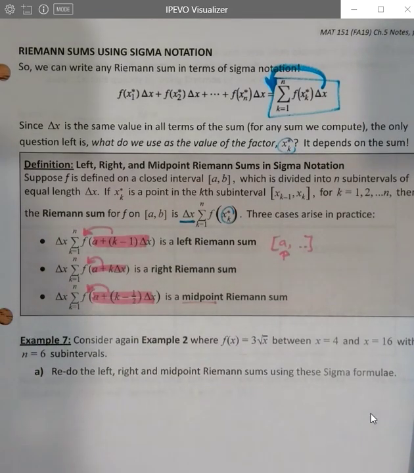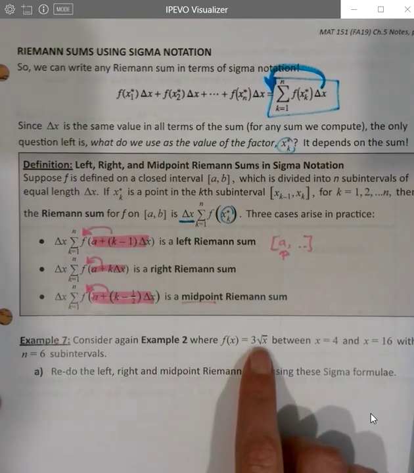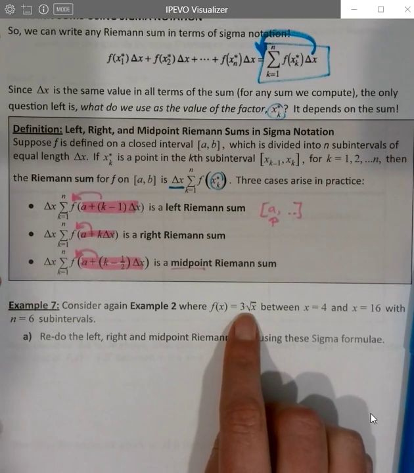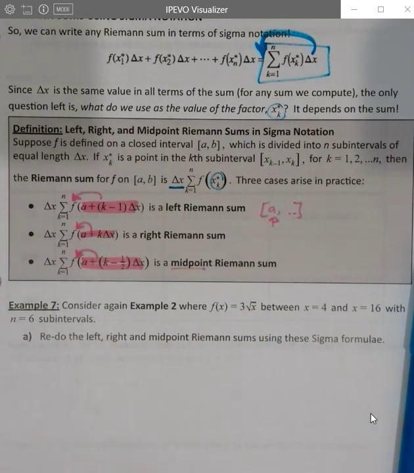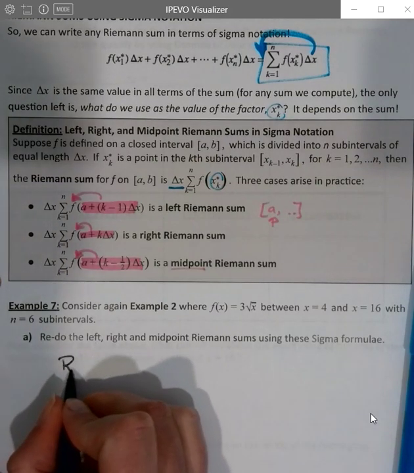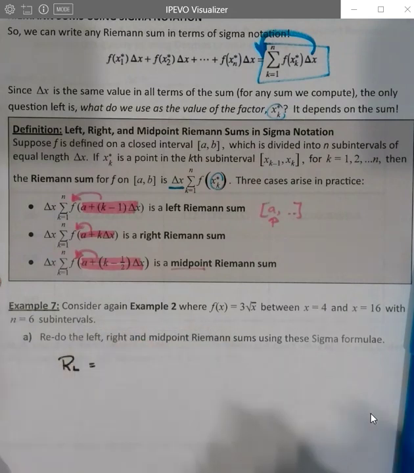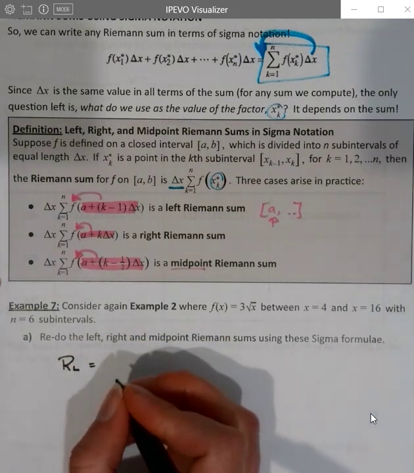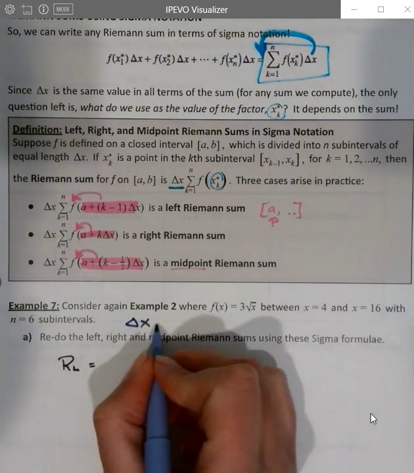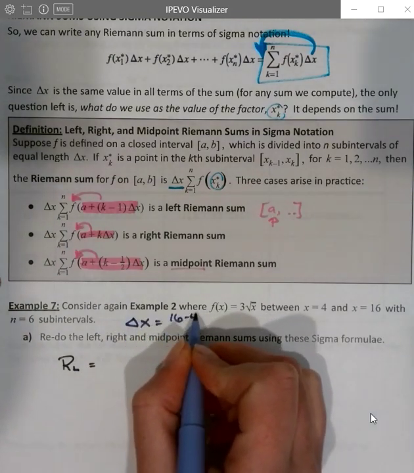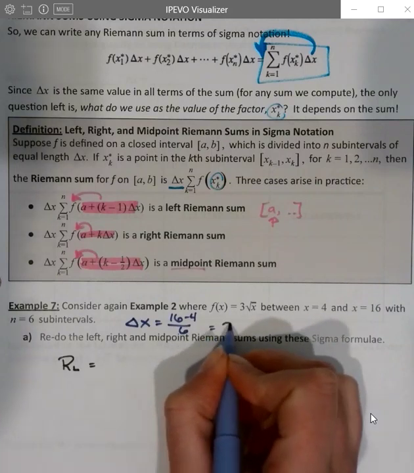Okay, so let's take a look at an example using Riemann sums in sigma notation for the same function, 3 square root of x, that we've used before, and actually the same intervals, so we're going to get the same answer. Let's just double check this in Riemann sum notation. So R sub L is equal to, okay, we already did our delta x, but as a reminder, we can put it back up here. Delta x is 16 minus 4 divided by 6, so that was 2.